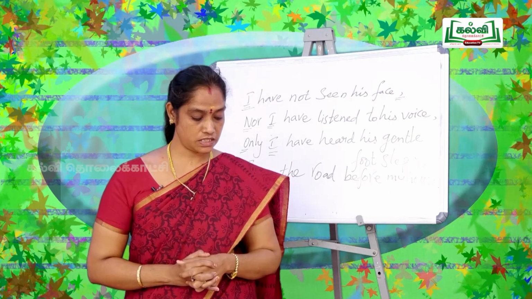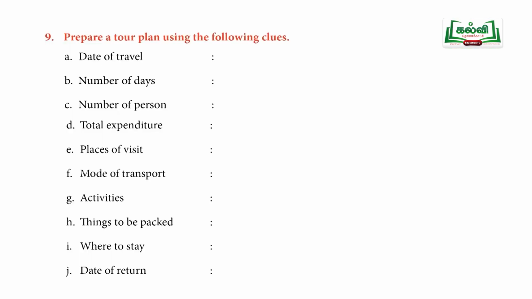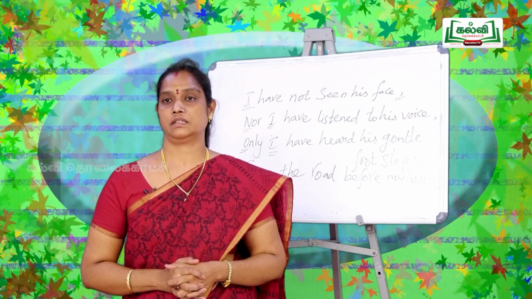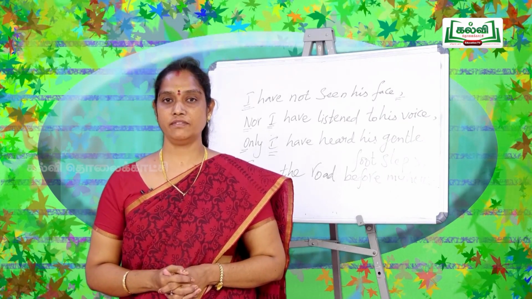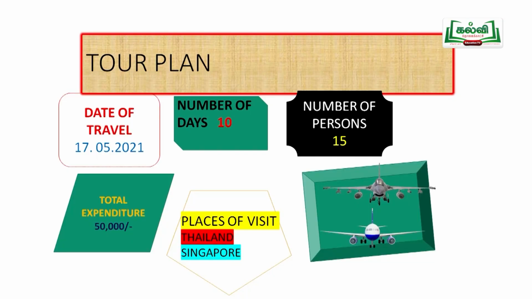And then the next question, the ninth question, is to prepare a tour plan. Now in this corona period we can't go for a tour, but you can plan for one. First we have to write the date of travel. You can give any date. Now I have given 17/5/2021. Then the next one is number of days. How many days are you going for tour? For 10 days. How many people are allowed? Number of persons, 15.